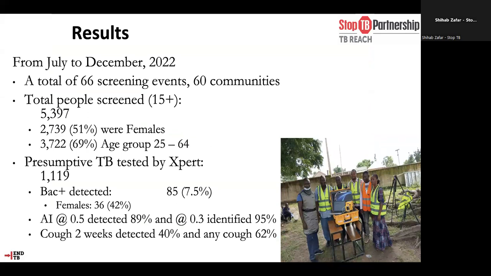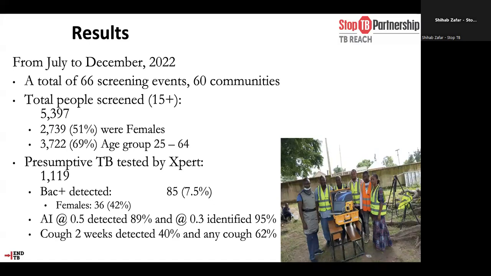In the total, we had 5,397 persons that are over 15 years screened. 51% of them were females, and then 69% of them were between the ages of 25 and 64. So a total of 1,119 presumptive TB cases were detected. Out of this, we're able to get 85 bacteriologically positive TB cases, which is 7.5% of that number. And of these, 42% were females.